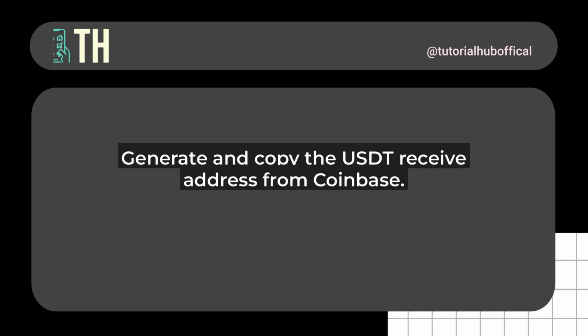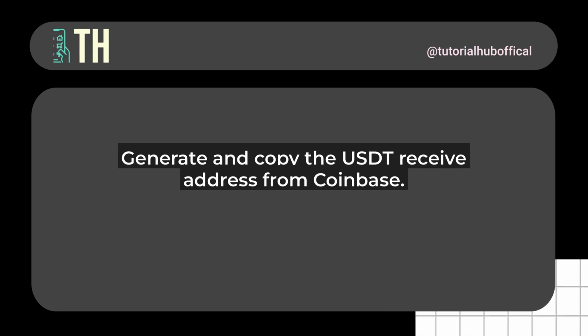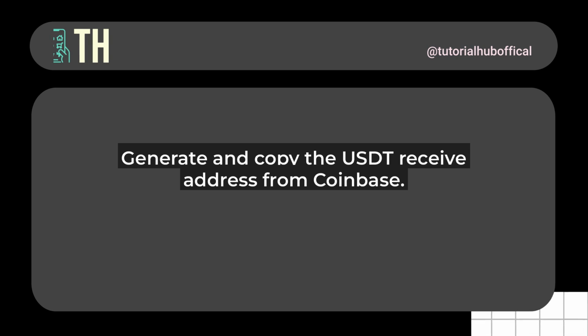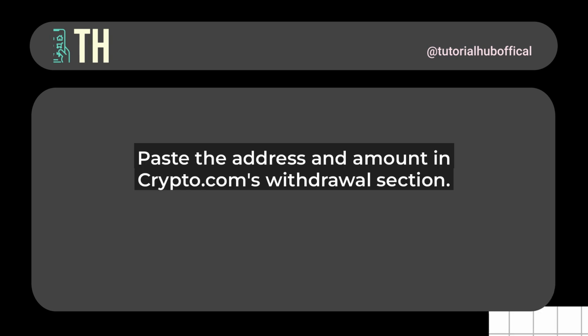Next, copy the recipient address from Coinbase. Head over to Coinbase, log in, and go to your wallet. Select USDT and hit the Receive button to generate a new address. Make sure it's the correct one for USDT. Paste this address back into the withdrawal form on Crypto.com.